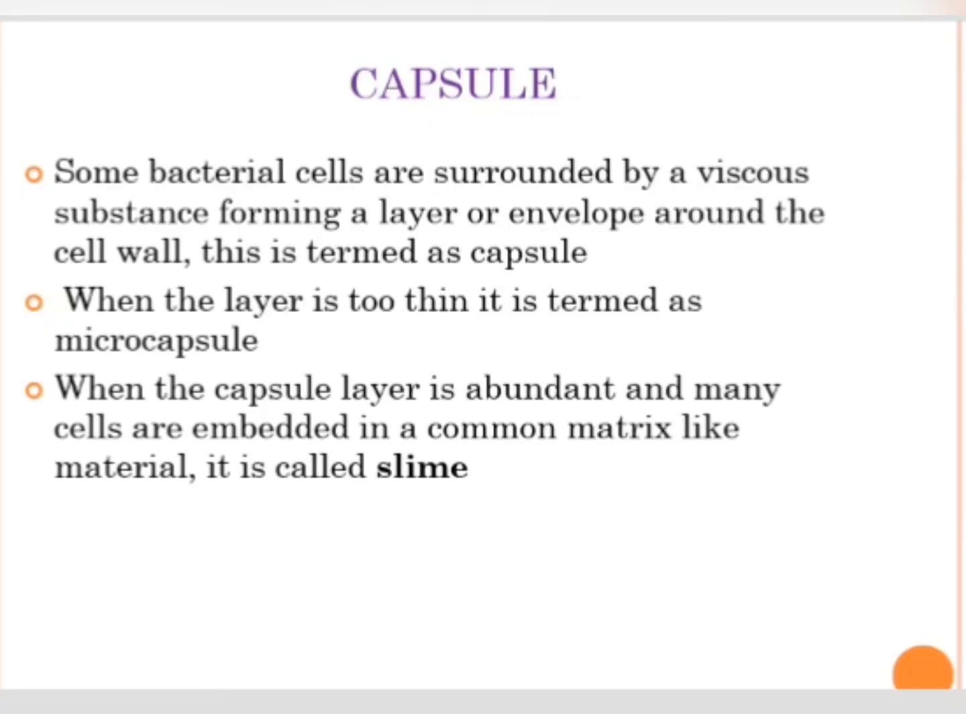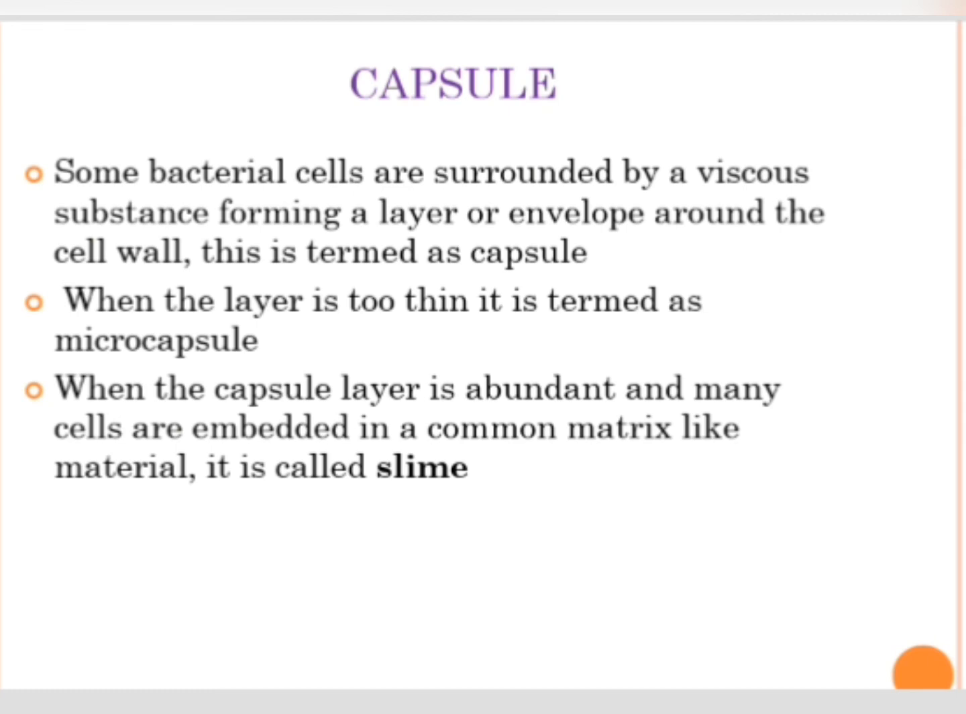Capsules. Capsules are viscous substances that form a layer or envelope around the bacterial cell wall. So capsules are envelopes that are seen around the bacterial cell wall, and they are viscous in nature. And when the layer is too thin, it is termed a microcapsule. So a microcapsule forms only a thin viscous layer around the bacterial cell wall. And when this capsule layer is abundant, present in larger quantity, and too many cells are embedded inside that capsular matrix, then it is termed a slime layer.